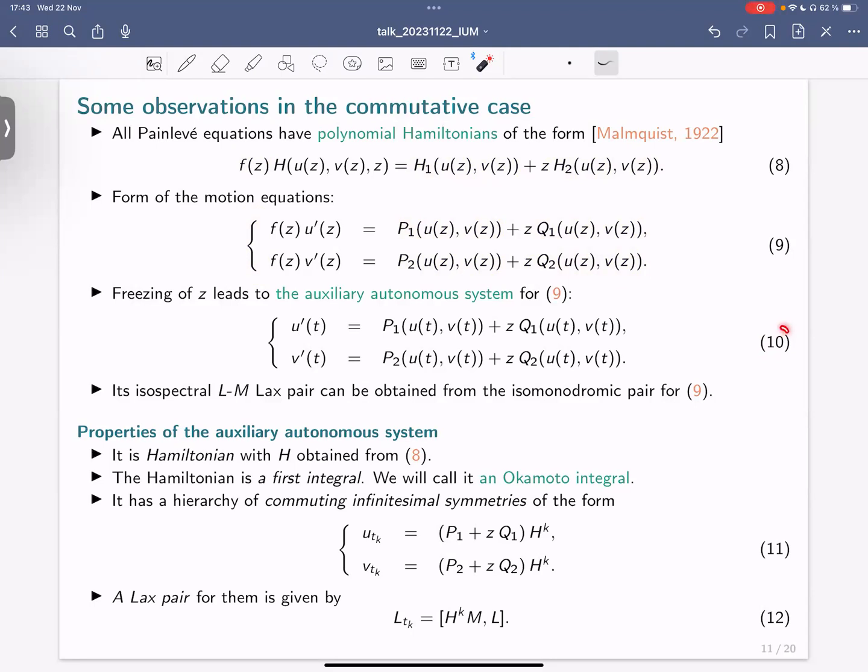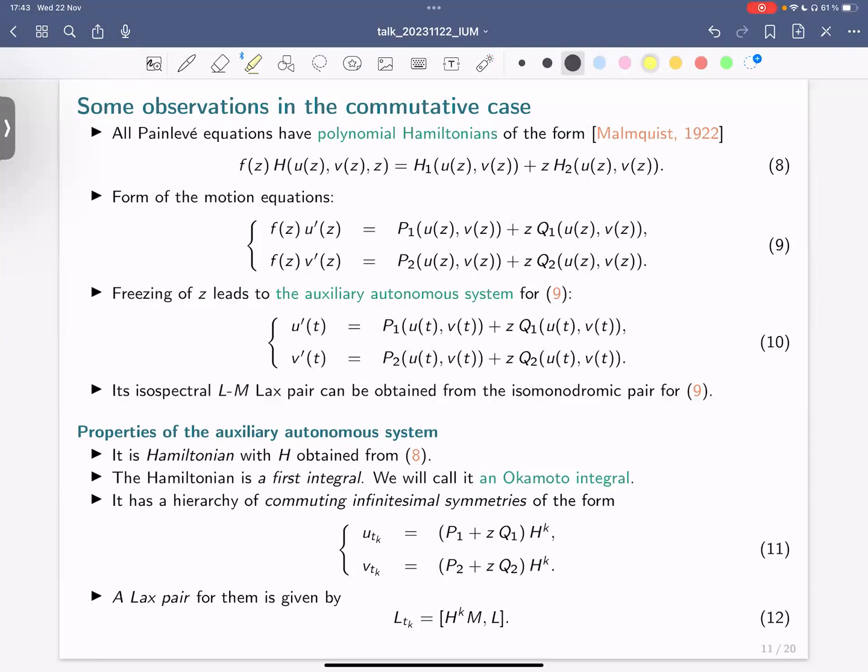So since this system is autonomous, one can verify that the Hamiltonian is the first integral of the system, and we will call this Hamiltonian an Okamoto integral for the auxiliary autonomous system. This system also has a hierarchy of commuting symmetries. These symmetries can be written in this form with different k. And one can also write down a Lax pair for this autonomous system.